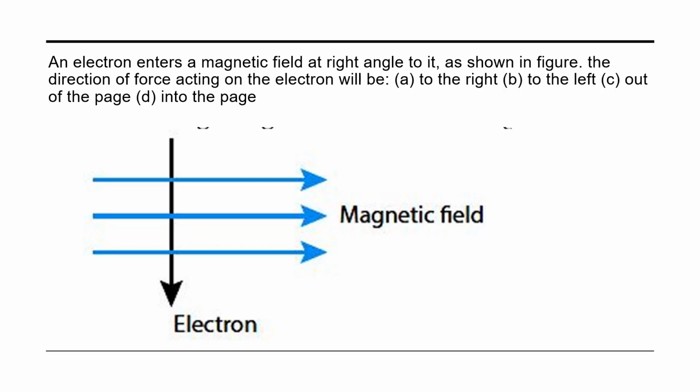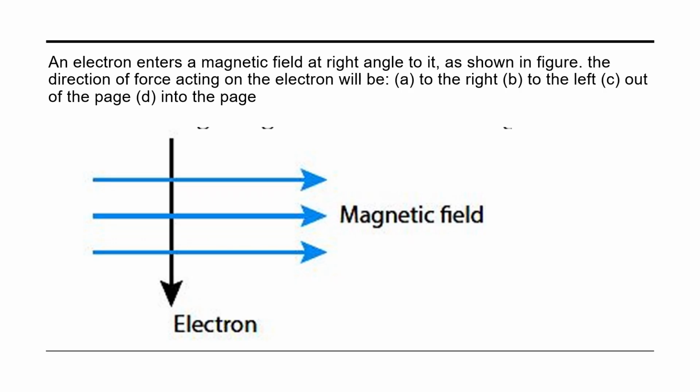Again, one more similar question. An electron enters a magnetic field at right angle to it, as shown in the figure. The direction of the force acting on an electron will be to the right, to the left, out of the page and into the page. So the magnetic field, anyways, is from left to right. The movement of the electron is downwards.